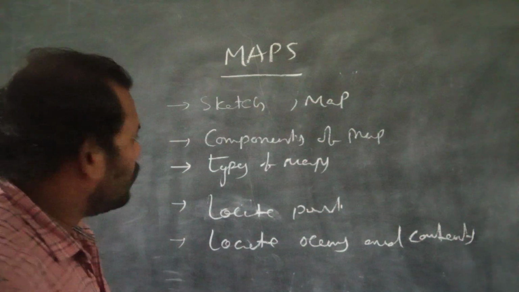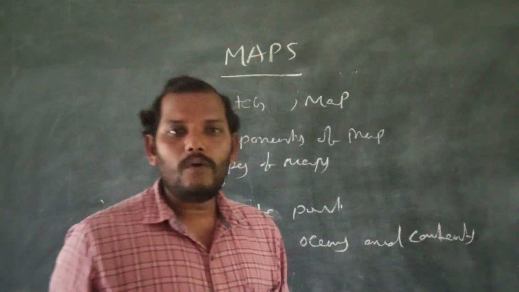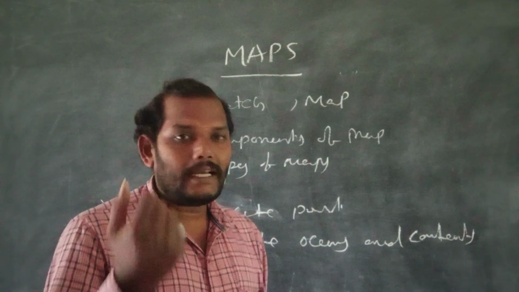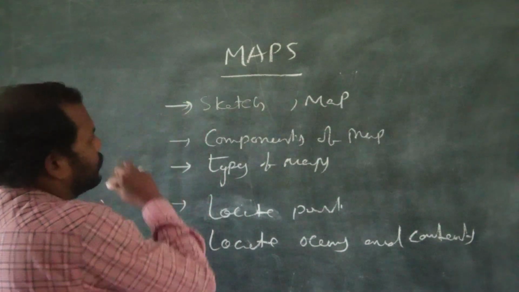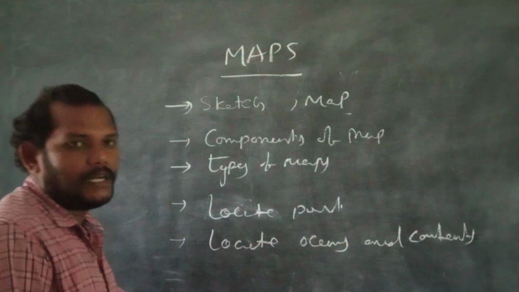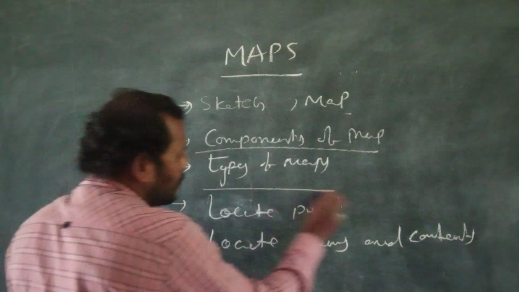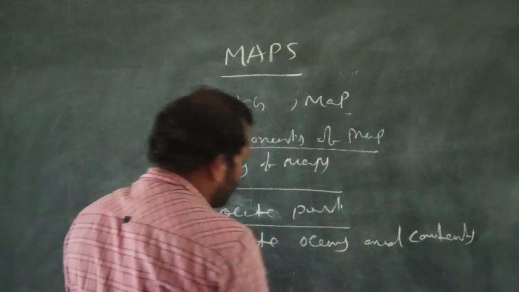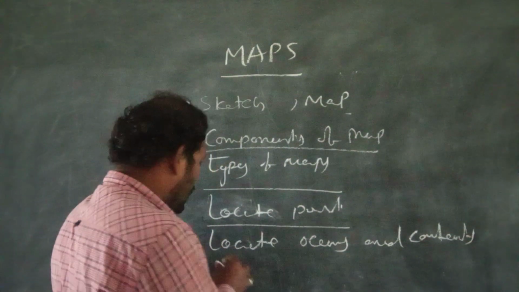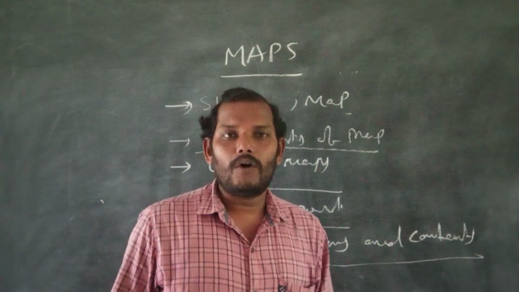Just to repeat what we learned in this lesson: the definition of the map, who first used the map and for what purpose, the difference between a sketch and a map, components of the map, types of maps, and location on maps, how to locate a point and how to locate areas. And we locate the oceans and the continents.